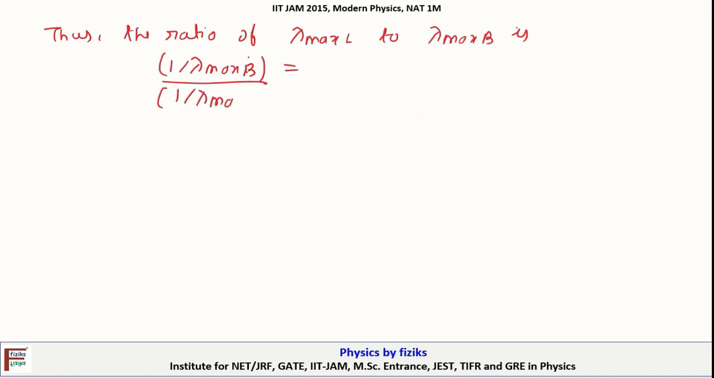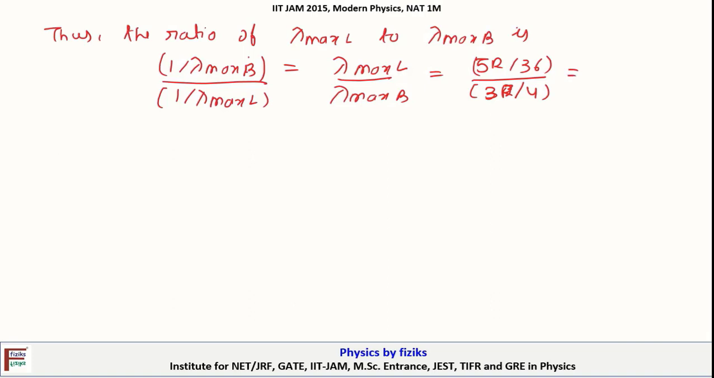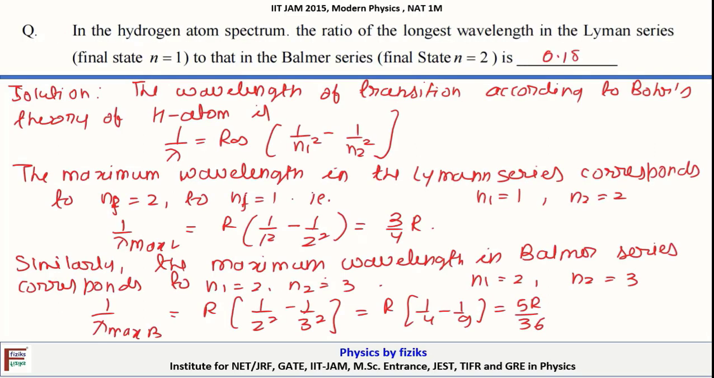Thus, the ratio of lambda max L to lambda max B is (1 by lambda max B) divided by (1 by lambda max L), which equals 5R by 36 divided by 3R by 4, equals 5 by 27, equals 0.1852. Thus, our answer is 0.1852.